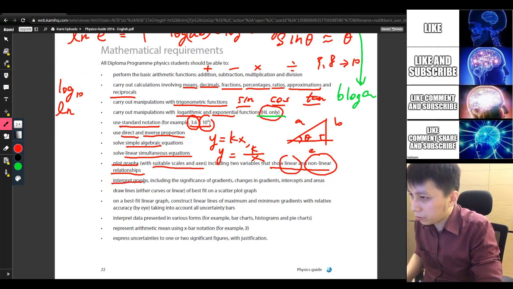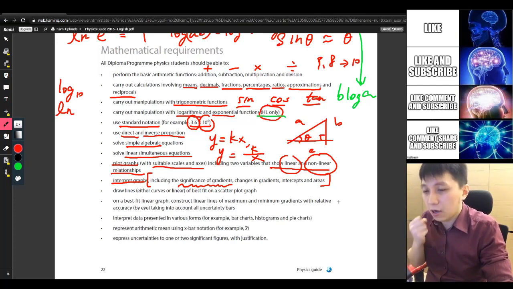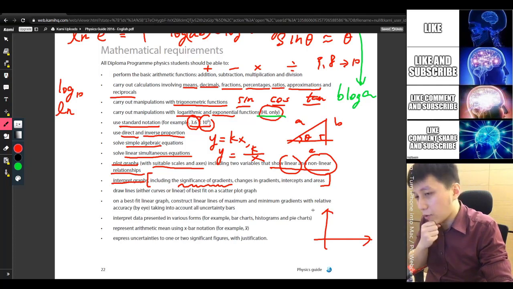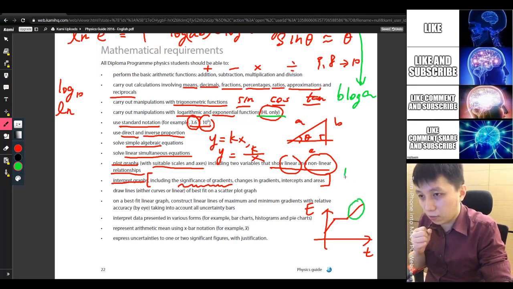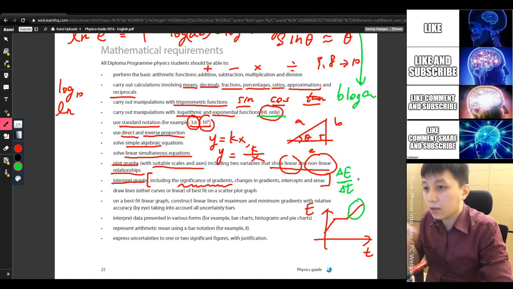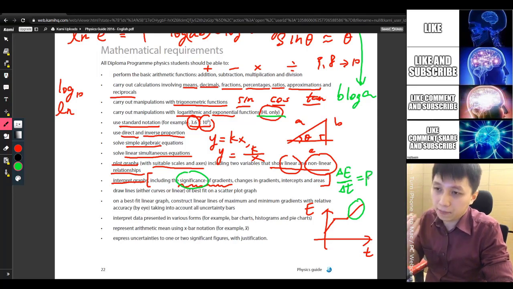Next, interpret graphs, and that is to say, including the significance of gradient. So when we say that, that means you can interpret the gradient physically. Of course, mathematically, when you say I've got the y-axis to be E and x-axis to be t, then you somehow have a certain line, and if you think about its gradient mathematically, then you know the gradient is delta E over delta t. And physically, you can understand its significance in physics, and this is power.